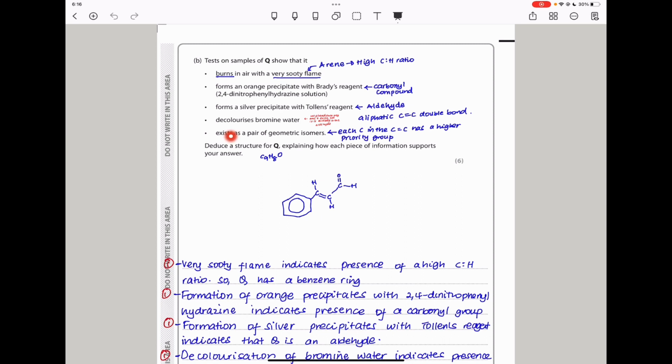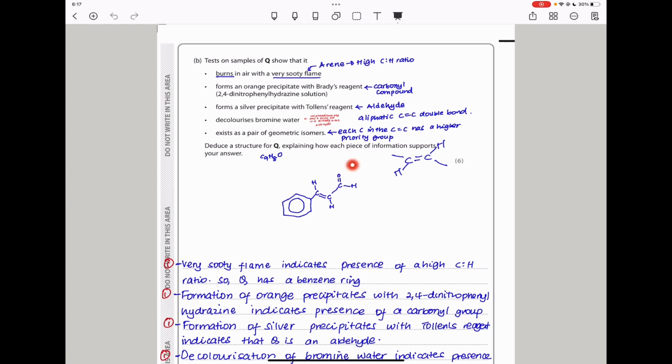Next, they say it exists as a pair of geometric isomers. That means every carbon in the carbon-carbon double bond has a higher priority group. Since the only groups we have are hydrogens, it means there is one hydrogen here and one hydrogen here, and then the others are going to be something else. So let's go to the next part of the question. It says, deduce the structure of Q, explaining how each piece of information supports your answer.